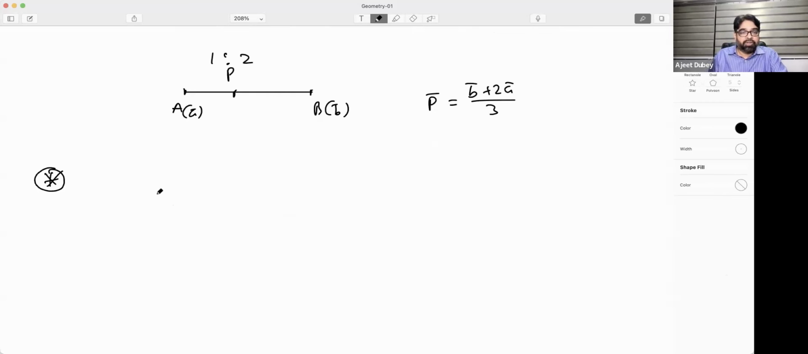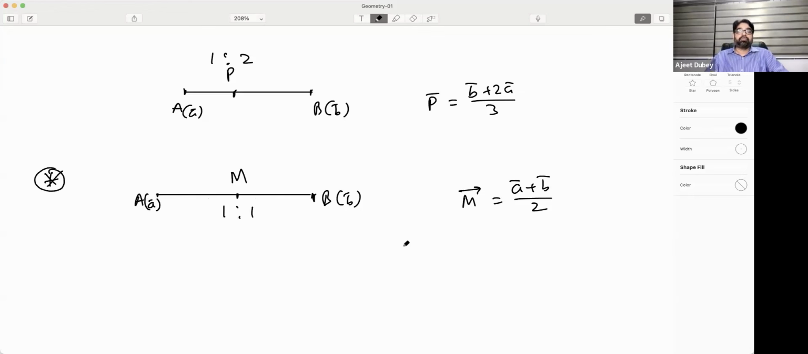Quick. Now tell me. See, you have only 25 days left. We don't waste time. This is A, this is B. What is the position vector of the midpoint? Sir, vector b plus vector a upon 2. Yes, correct. Midpoint position vector means 1:1, both lengths will be equal. So we'll say 1 into b plus 1 into a by 2, meaning the midpoint position vector will be (a plus b) by 2. I hope everybody understood. Yes, sir.